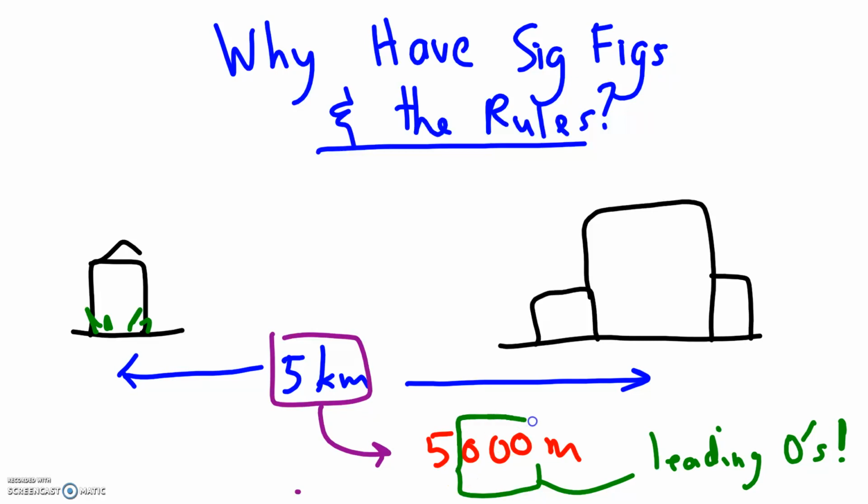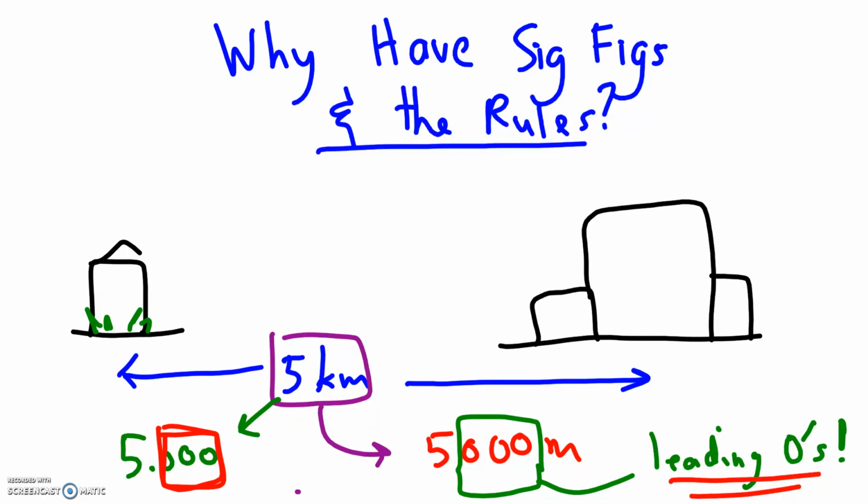Why are these leading zeros not significant? Because when I said 5, I didn't know if it was 5.01 or 5.02, or I just did not know at all what these digits were. So it has to remain the case that these digits are not significant. And so we have to have a rule that says the leading zeros are not significant.